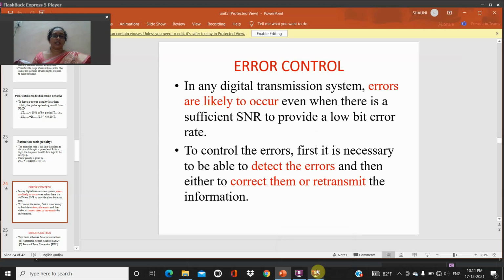Error control. In any digital transmission system, errors are likely to occur even when there is a sufficient SNR to provide a low bit error rate. To control these errors, first it is necessary to be able to detect the errors, and then either to correct them or retransmit the information.